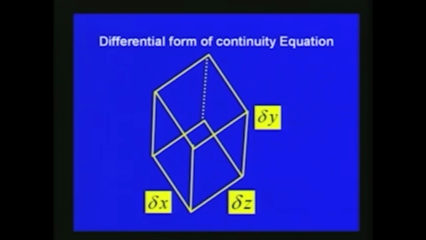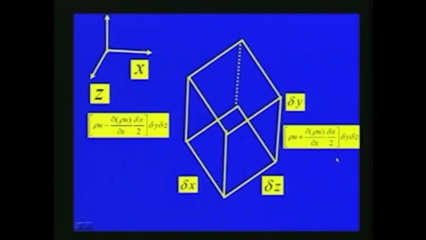To derive the differential form of the continuity equation, let us consider a fluid element just like in the slide. In the x, y, z directions, the velocities are u, v, and w, and let us consider a fluid element of size delta x by delta y by delta z.